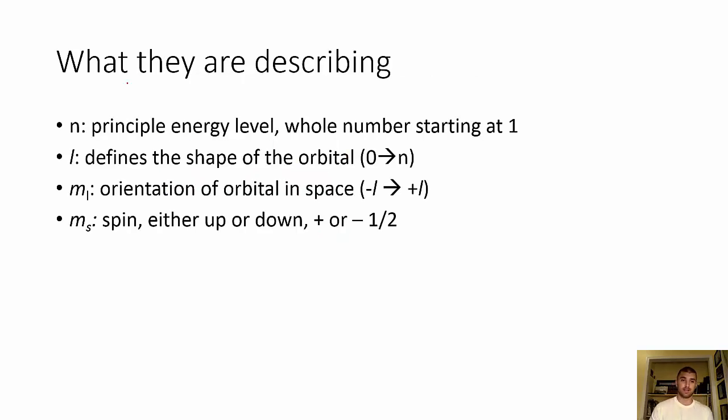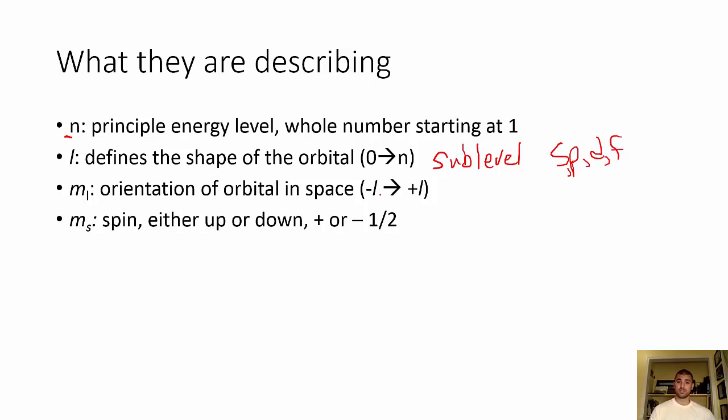So what are they describing? N is simply describing the principal energy level, or the whole number, and it starts at 1. It can be 1, 2, 3, 4, so on and so forth. L defines the shape of the orbital. It is also the sublevel, like the S, P, D, F, stuff that you guys have seen before.